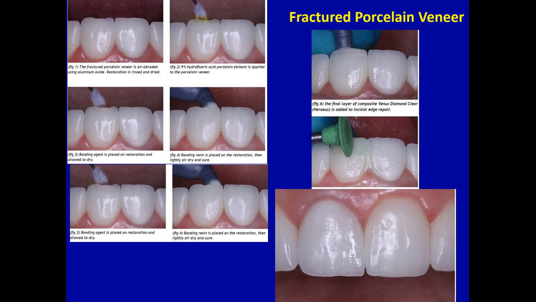This is an example of repairing a small fractured porcelain veneer using composite, silane coupling agent, and hydrofluoric acid. The hydrofluoric acid is applied to etch the glass ceramic. After that, the silane coupling agent is applied, and then composite is adapted, cured, and finished and polished. This is the final result of the composite repair.